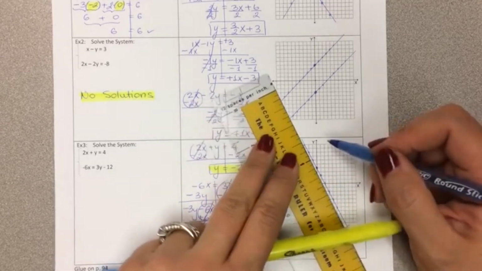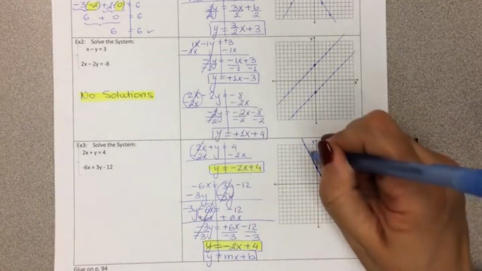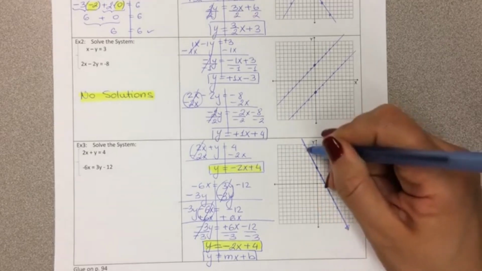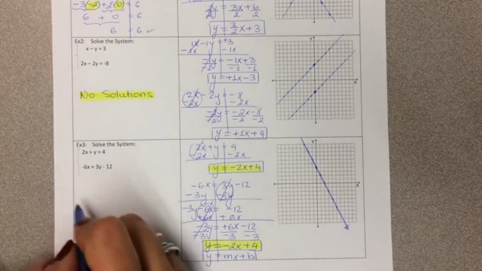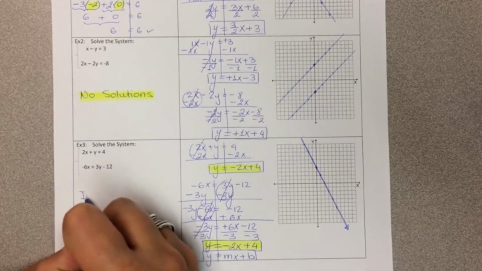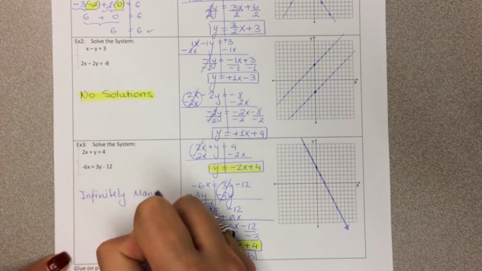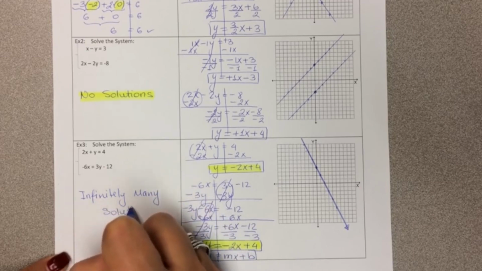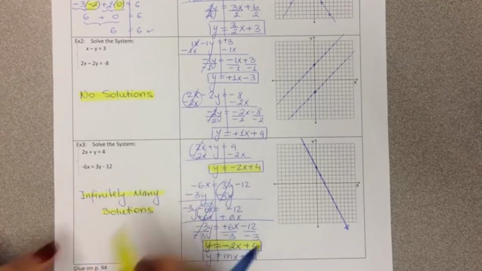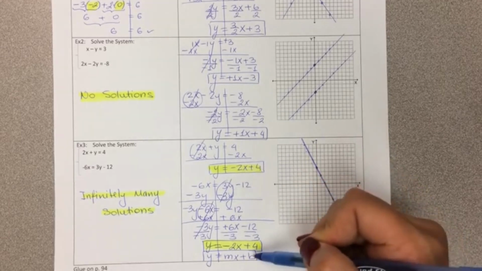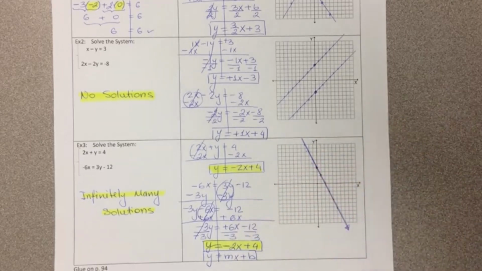So when we graph it, it overlaps with the first one. So the first line and the second line are overlapping. So they share all the points. Every single point of one line is in common with every single point of the other line. This is when we say that this system has infinitely many solutions. Infinitely many solutions. Overlapping lines, first and second, share all the points. All the points of the first line are in common with all the points of the second.